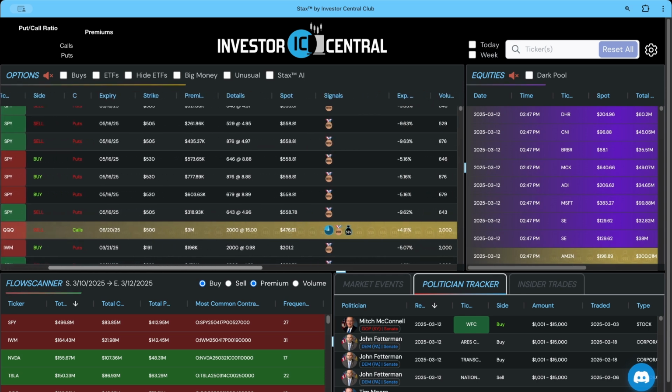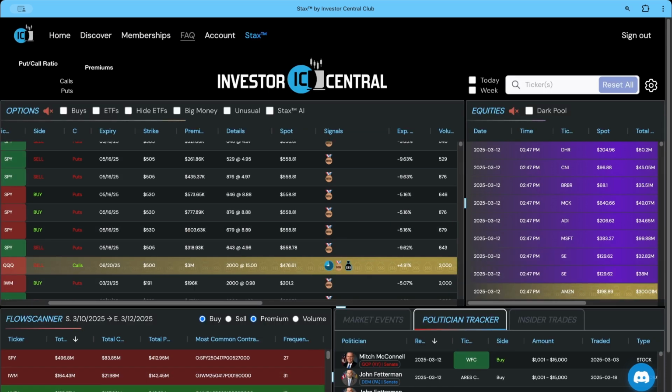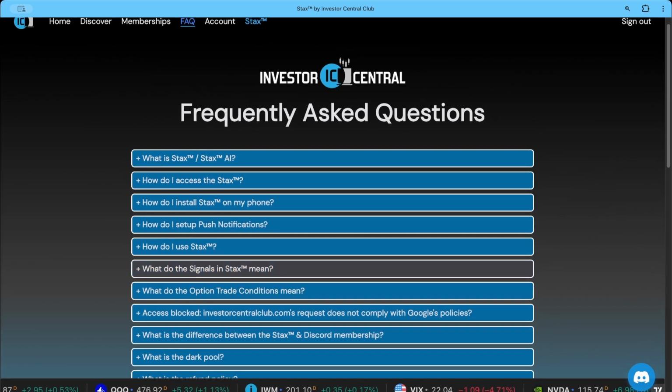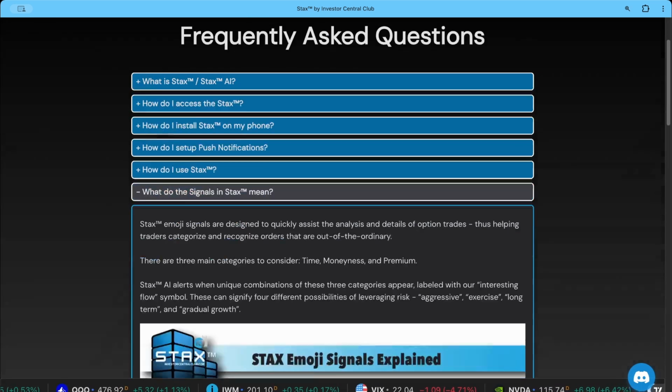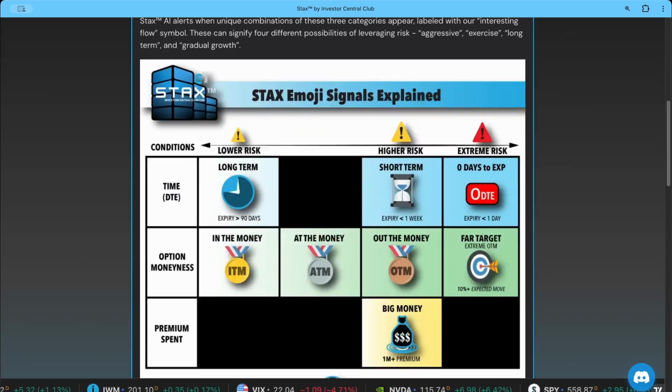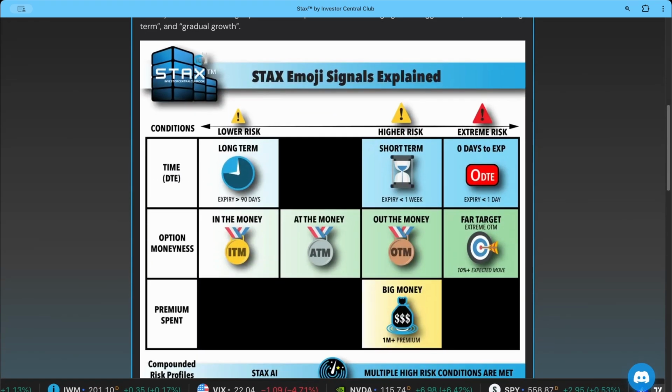In addition, what we have done is we've made it very intuitive for you guys. We have a couple of these symbols that show up under signals. And for those of you that are confused as to what they mean, you can go under the FAQ and look up our STAX emoji signals under what do the signals in STAX mean. And we've got a little picture here that helps you understand what the different option print symbols mean.